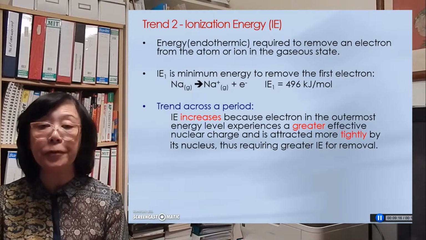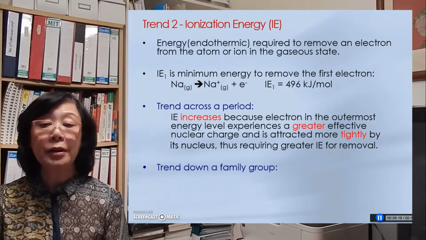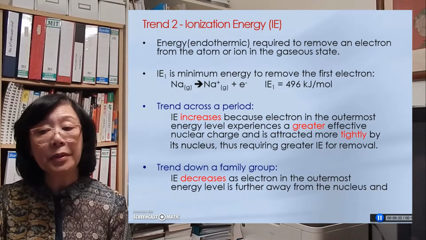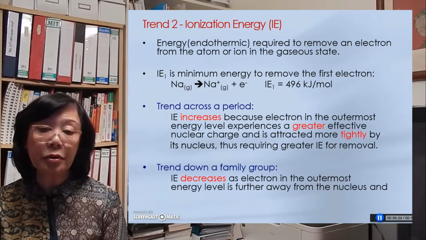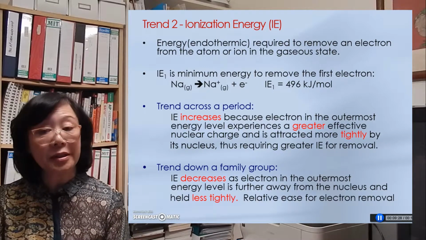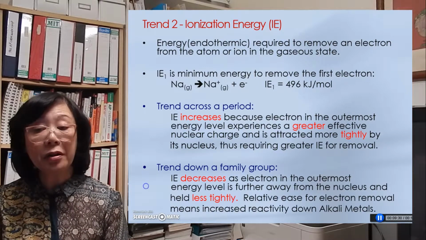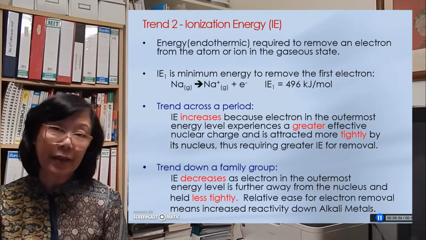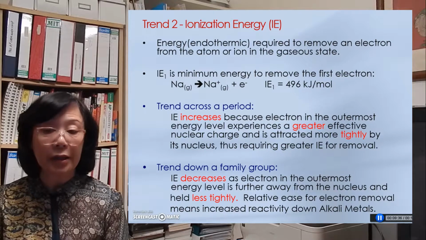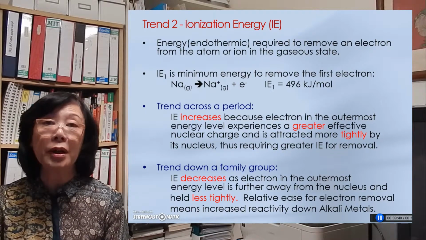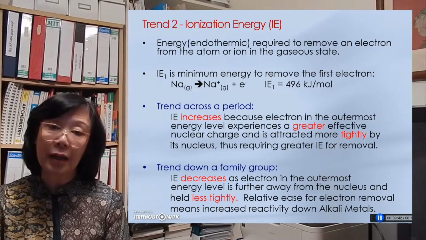is attracted more tightly by the nucleus, therefore requiring greater ionization energy for the removal. The trend down a family group: the ionization energy is decreasing because electrons in the outermost energy shell are further away from the nucleus and held less tightly. Therefore, it's relatively easy to remove the electron. And because of that, there's an increased reactivity down the alkali metals in group 1A because of the relative ease in removing the electron.